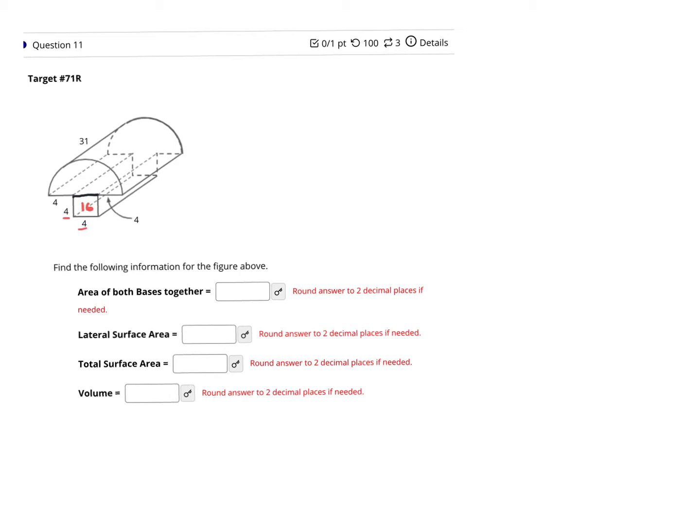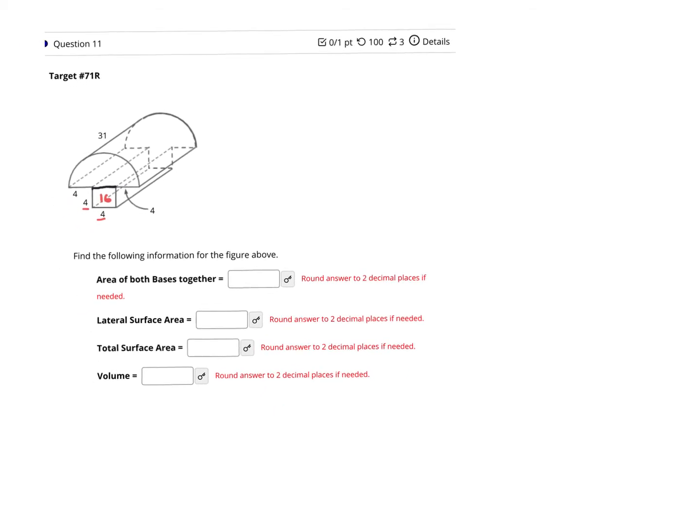Well, to do the half circle, I have to figure out what the radius is. Well, this and this part all make up the diameter. So that's 4, 4, and 4, so that will be 12. So if the diameter is equal to 12, to find the radius, I just have to do 12 divided by 2, which is equal to 6.